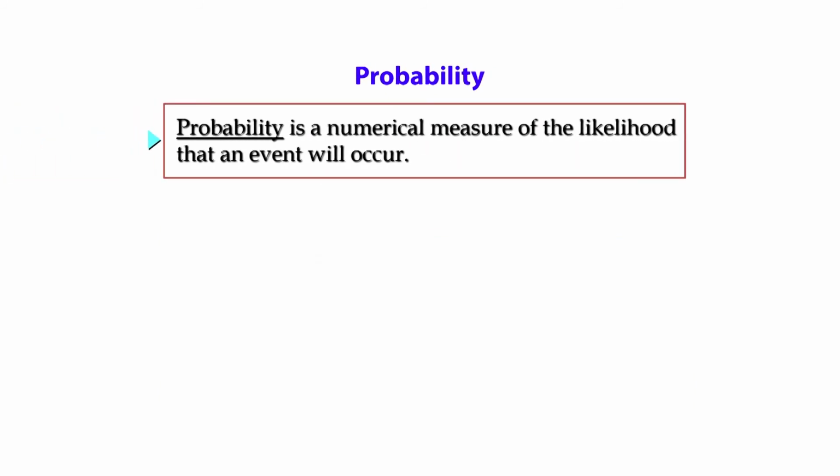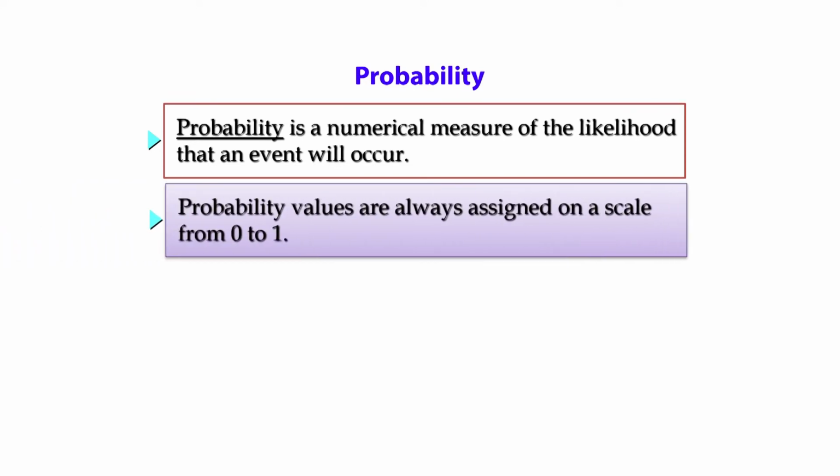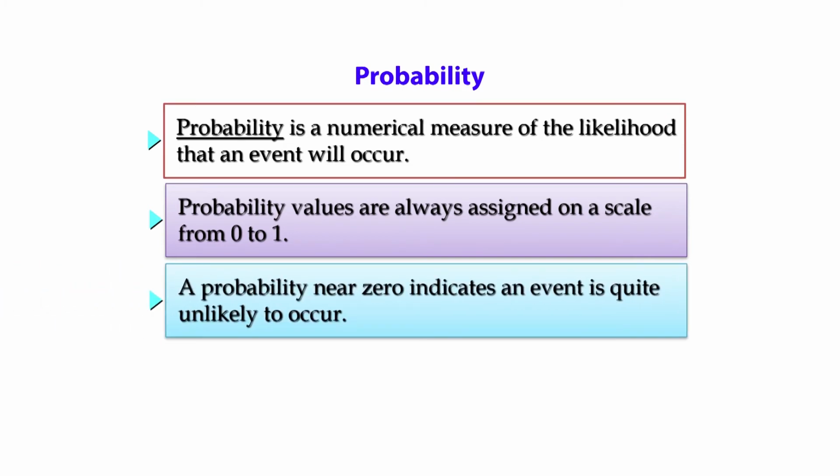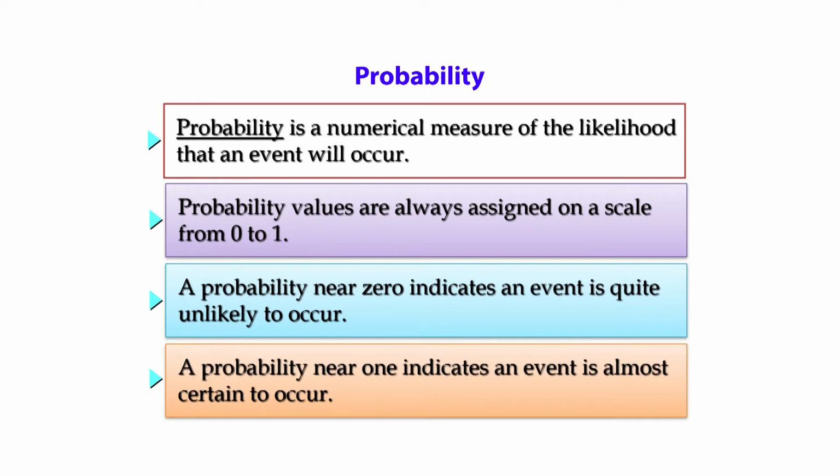Probability is a numerical measure of the likelihood that an event will occur. Probability values are always assigned on a scale from 0 to 1. A probability near 0 indicates an event is quite unlikely to occur. A probability near 1 indicates an event is almost certain to occur.